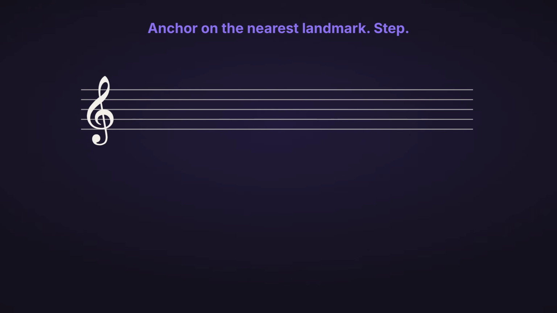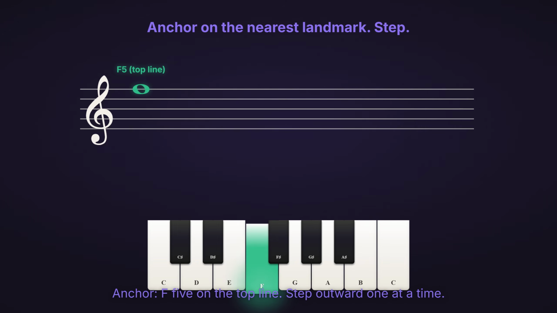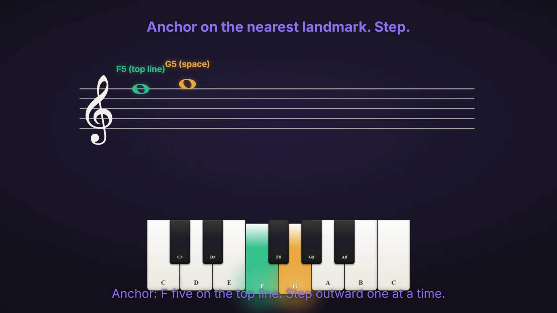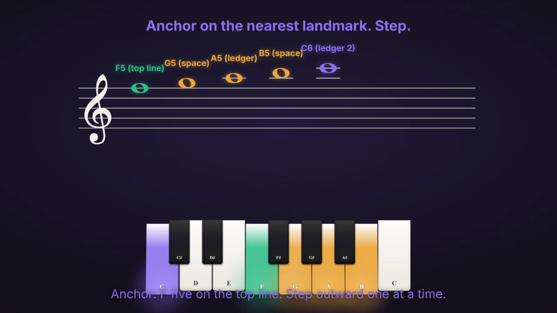Reading ledger lines without panic comes down to one discipline: never count from the bottom line every time. Anchor on the nearest landmark and step from there. Above the treble staff, the top line is F5. One space above it is G5, on no ledger line at all. One ledger line above that, the note sits on the line, that is the note A5. The space above the first ledger is the note B5. A second ledger line above holds C6. 2 notes above any known position, never a long count from scratch.